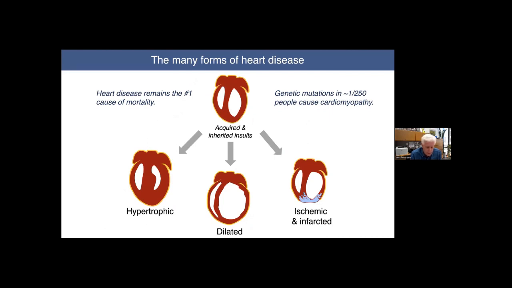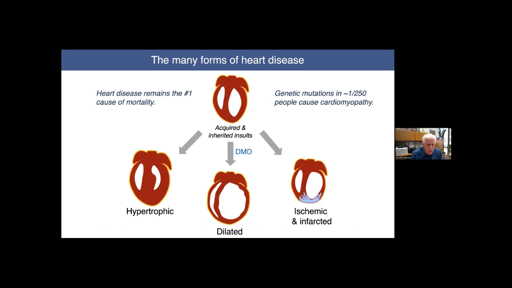Despite the success of lipid-lowering drugs and many other therapeutics, it's humbling to realize that heart disease remains the number one cause of human mortality. And genetic mutations in approximately 1 out of 250 people cause devastating cardiomyopathies. These different forms of heart disease can take many forms and have many consequences. They can include excessive hypertrophic growth of the heart, cardiac dilation and dilated cardiomyopathy, in which the heart loses pump function, or, in response to acquired insults such as ischemia or other abnormalities, loss of myocytes and replacement with fibrosis, which diminishes cardiac contractility.